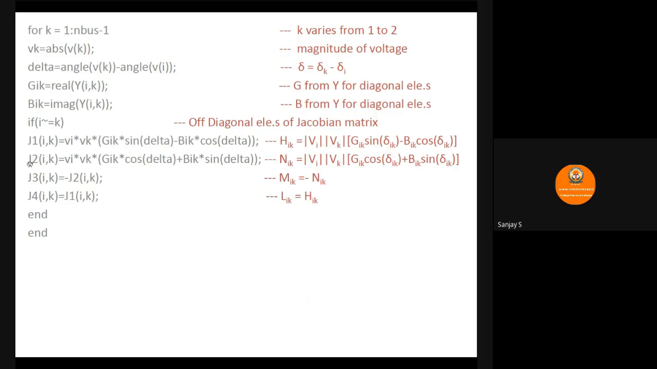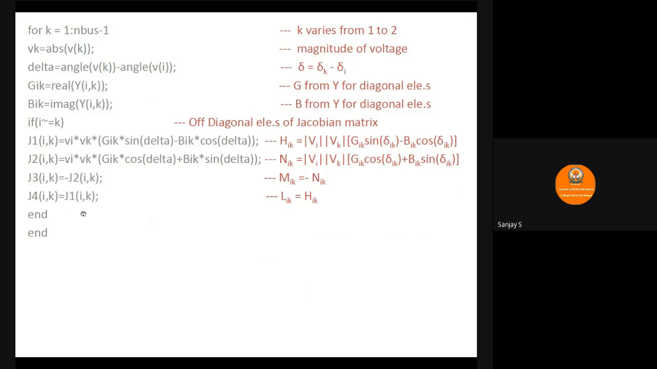Similarly, N_ik is nothing but your J2. M_ik is equal to minus N_ik, so J3 of i comma k is equal to minus J2 of i comma k. L_ik is H_ik, so L is nothing but your J4. J4 of i comma k is equal to J1 of i comma k. So in these 4 lines, theoretically whatever notation we have used, I am trying to compare it with the variables that we are using here in the program. So H is nothing but J1, N is nothing but J2, M is nothing but J3, L is nothing but J4. These are the set of lines used for calculating the Jacobian matrix off diagonal elements.